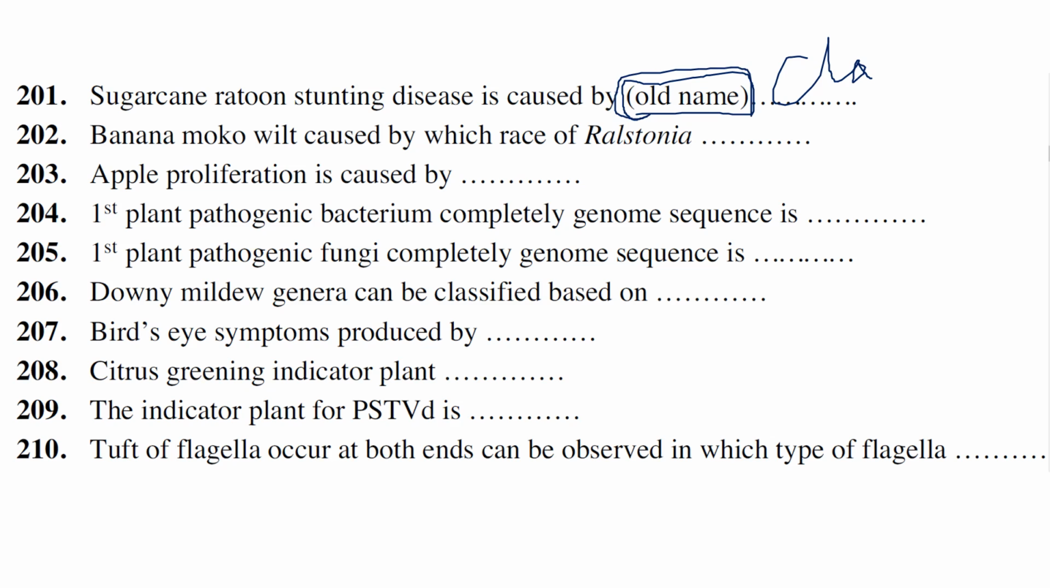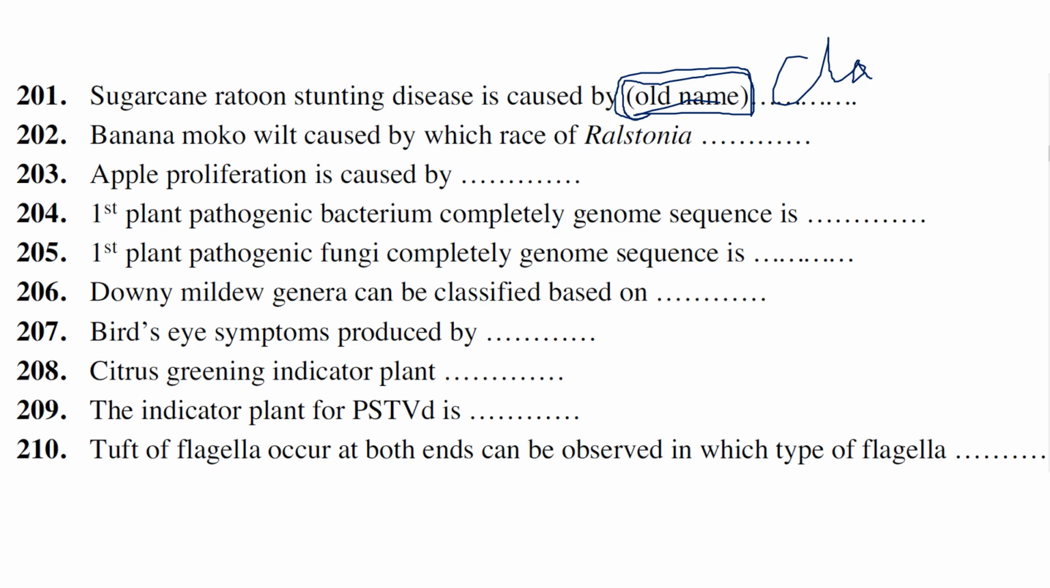probably 2021, not 19, 2021, this question was asked, giving sugarcane ratoon stunting is caused by, but in the options they never gave Leifsonia xyli subspecies xyli, but the Clavibacter xyli subspecies xyli option was there. So the old name is Clavibacter xyli subspecies xyli. Now it is called Leifsonia xyli subspecies xyli.